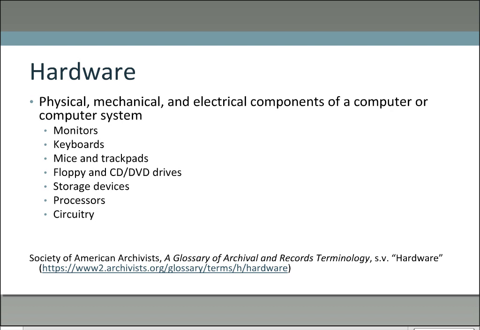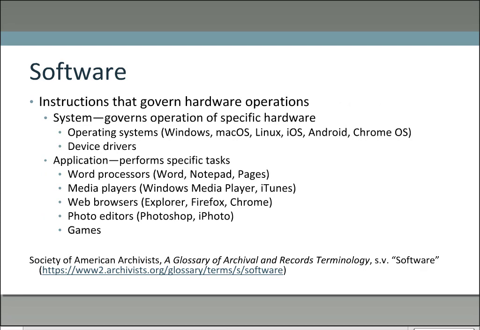Hardware. I think most of us have a sense of what hardware is, but just to review, hardware consists of the physical, mechanical, and electrical components of a computer or computer system. Basically, if you can touch it, it's hardware. Software, in contrast, is intangible, and it consists of sets of instructions that govern how the hardware works. And there are two main kinds of software. System software controls the overall operation of computers and includes operating system software such as Windows or Mac OS, and device drivers that enable printers and other devices to interact with the computers. Application software performs specific tasks, and there are many, many different types. And there are just a few examples up there on the screen.